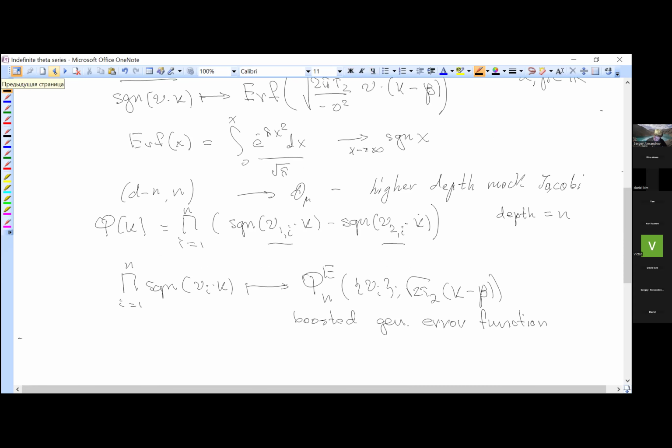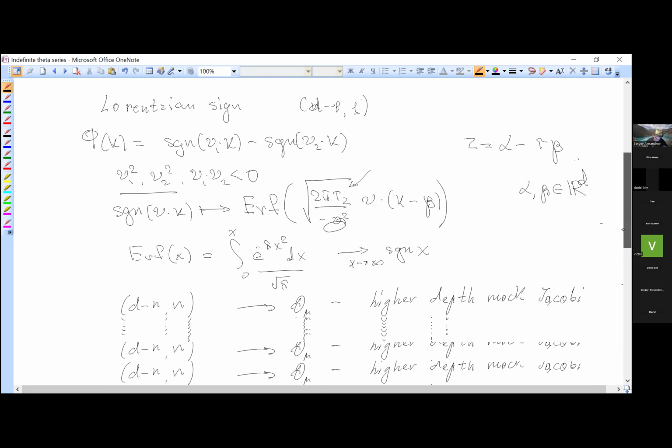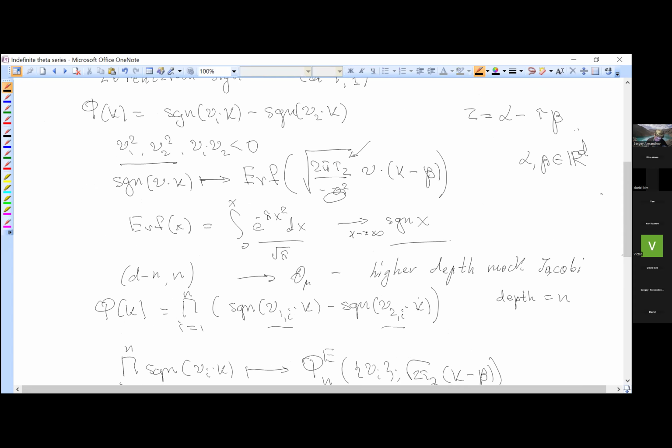Because you remember here, for example, in the Lorentzian case, I wrote that my vector should have a negative norm. In fact, you can see from this formula why the error function reduces to the sign function, because the norm becomes 0, so the argument goes to infinity, and as I wrote, the error function reduces to the sign when the argument goes to infinity. But the point is that this might spoil the convergence.